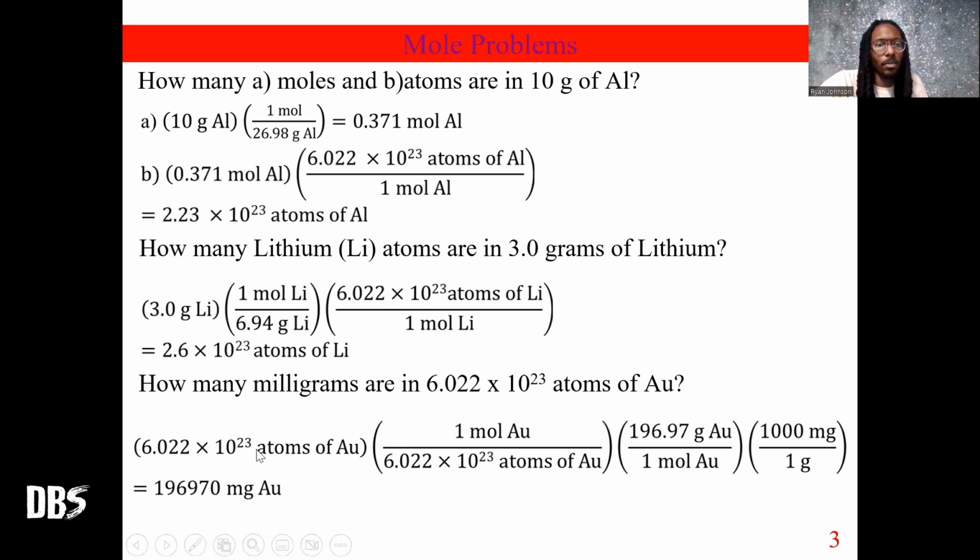All right. So in order to go from atoms to moles, I use Avogadro's number. Notice that Avogadro's number, once again, is 6.022 times 10 to the 23. So we set this equal as our conversion factor. 1 mole of gold equals 6.022 times 10 to the 23 atoms of gold. All right. So my atoms of gold cancel out here. We're left with moles of gold on the top.